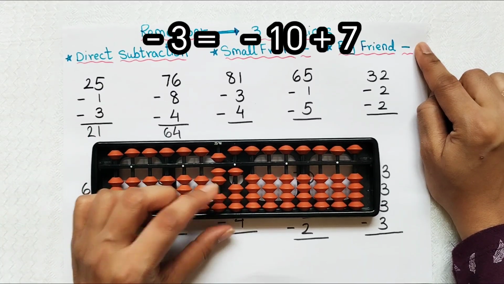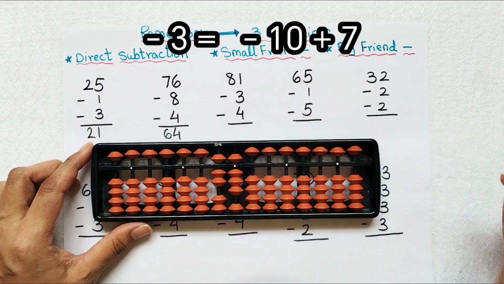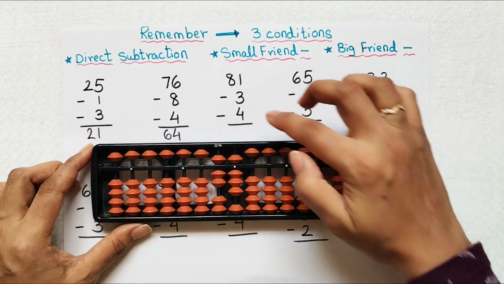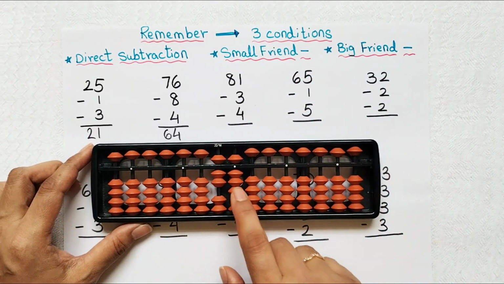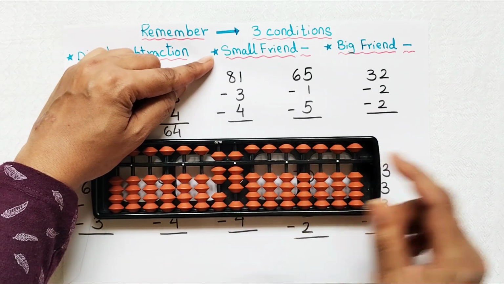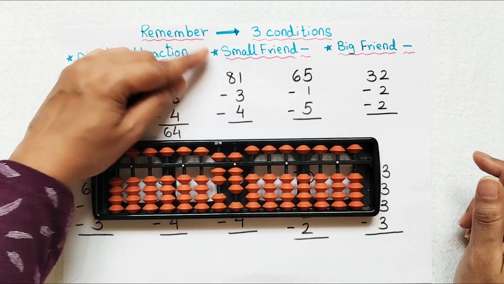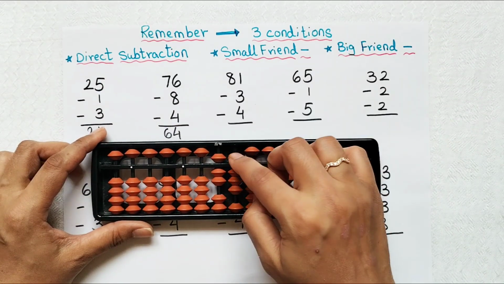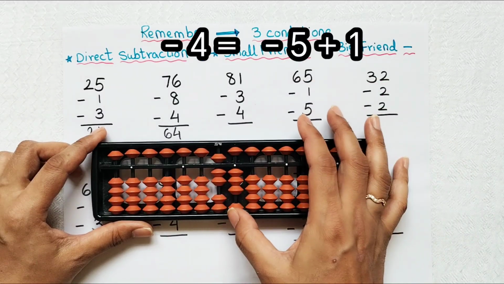Now less 4. How will I do less 4? Direct subtraction I cannot do. Small friend I can use. Yes, I can use small friend formula. That is less 5 plus 1. My answer is 74.